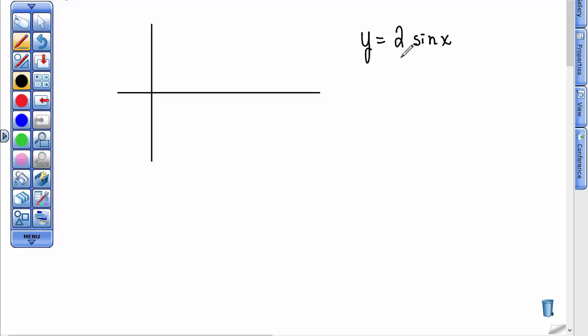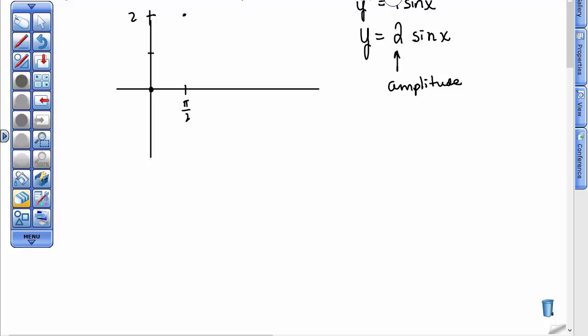So the curve looks the same for the sine curve, but this 2 represents the amplitude of that curve. Sine starts right here at (0, 0), but at pi over 2 radians, the value for y is going to be 2. The amplitude is 2 for this curve. Before, it had a 1 times the sine of x, but we didn't write the 1. We just wrote the sine of x, but its amplitude was 1.